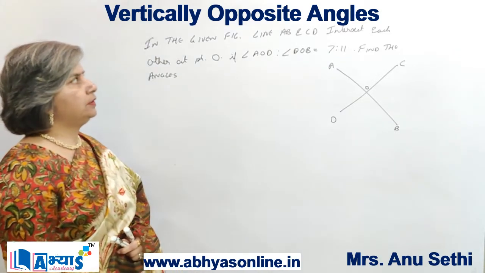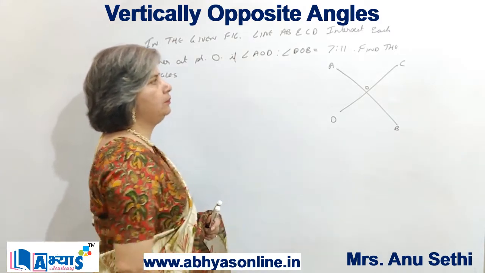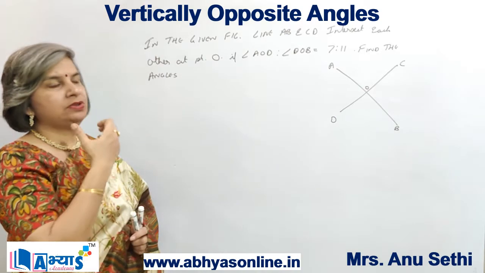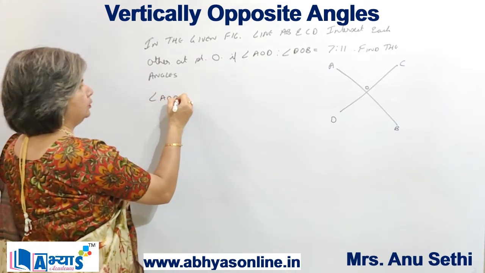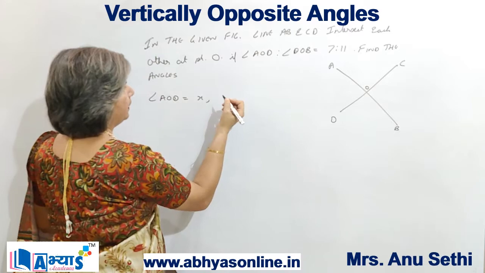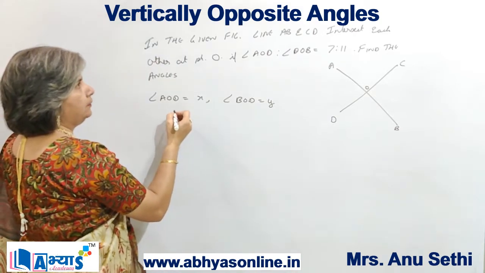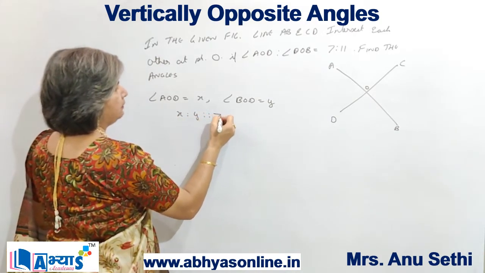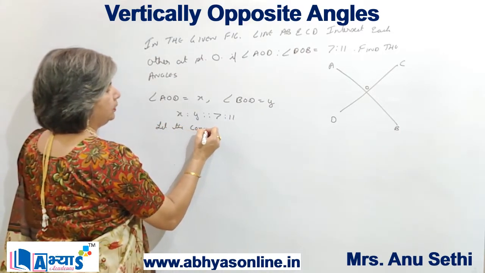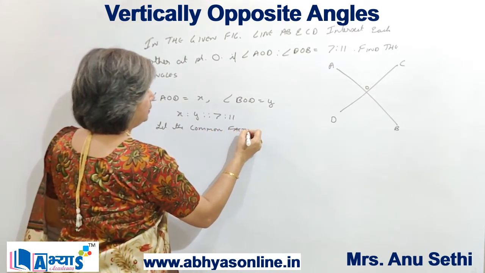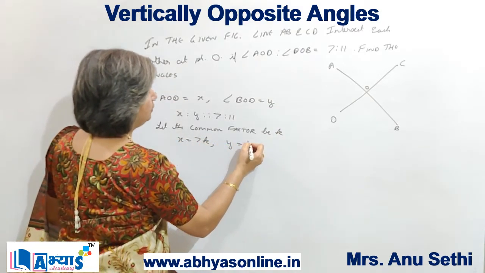Suppose it is given that in the figure the lines AB and CD intersect each other at point O, and angle AOD is to angle DOB as 7 is to 11. We are supposed to find the angles. So let us suppose angle AOD is equal to x and angle BOD is equal to y. So x is to y as 7 is to 11. Let the common factor be k. So x is equal to 7k and y is equal to 11k.